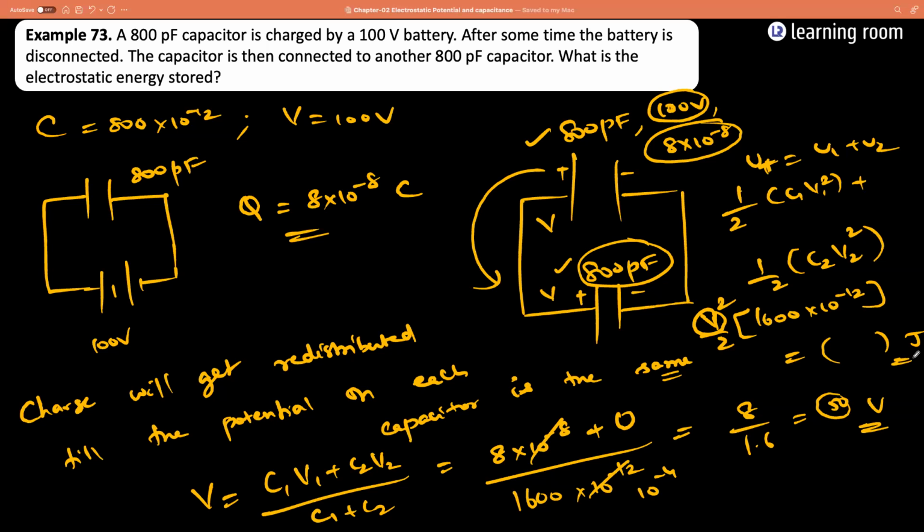Sir, why are we taking C2V2 as 0, sir? Can you tell us why we are taking C2V2 as 0? Where? Here, sir, the place where I circled. Yes, sir. Okay.